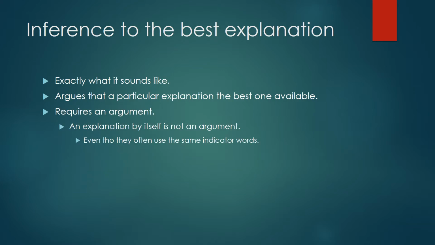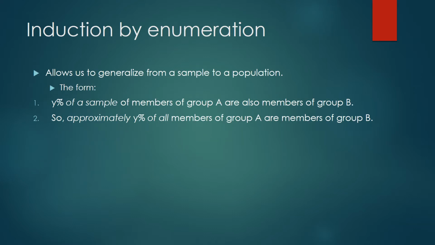Our next inductive form is inference to the best explanation. And inference to the best explanation, well, it's exactly what it sounds like. It argues that a particular explanation is the best one available. And it requires an argument, right? Remember, an explanation by itself is not an argument, even though an explanation sometimes uses the same indicator word. Okay? All right.